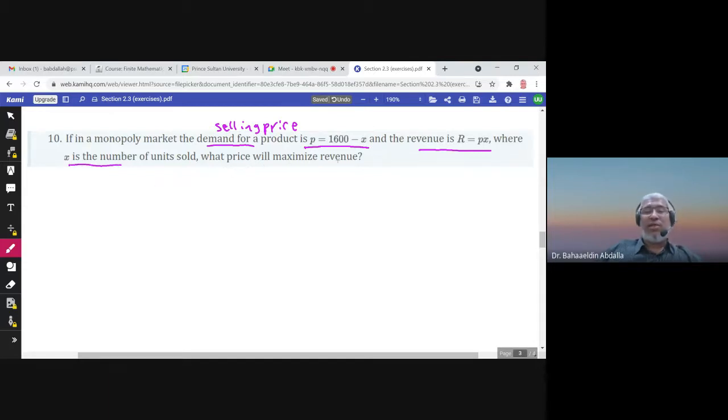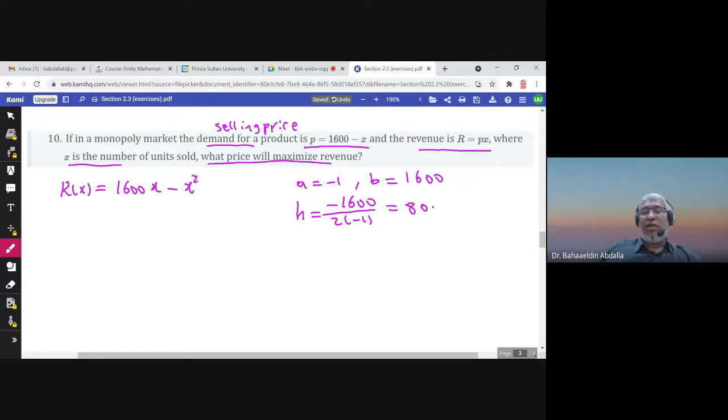What price will maximize revenue? Well, what is the revenue first? The revenue is we multiply the price times x. So 1,600 minus x times x. So we will have 1,600x minus x squared. And here he is asking about what price will maximize revenue. Anyway, we need to find x first. Well, x is the x coordinate, so it's h. A here is the coefficient of x squared, which is negative 1, and b is 1,600, and h is the x coordinate of the vertex. It's negative b over 2a, so it is 800.